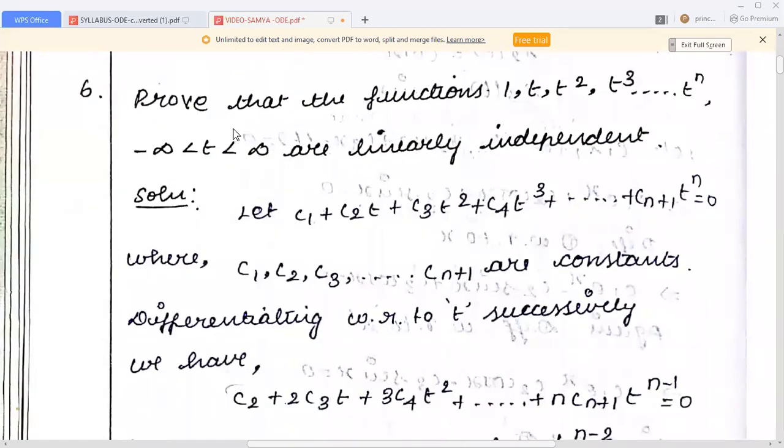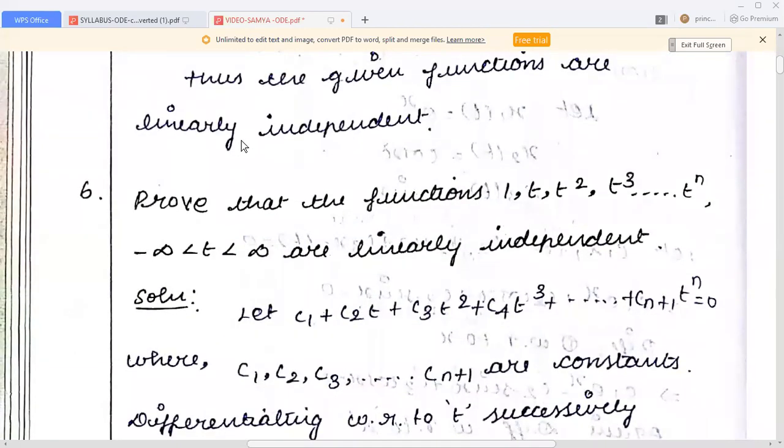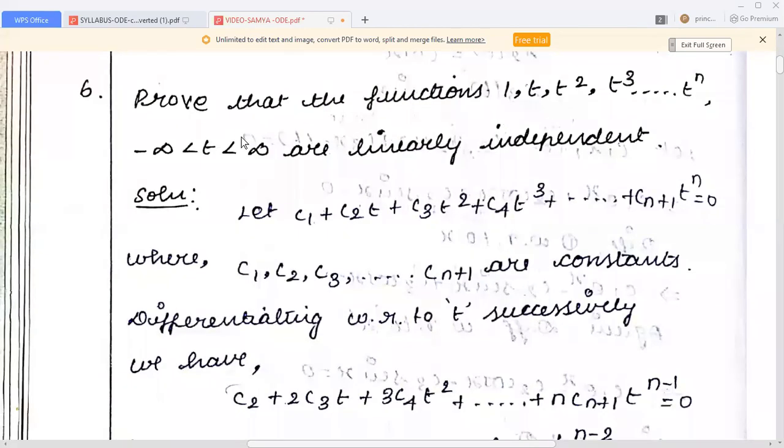Therefore, the given functions are linearly independent. Next problem, prove that the functions 1, t, t square, t cube, etc., t power n defined in interval minus infinity to plus infinity are linearly independent. So here there are n plus 1 functions.